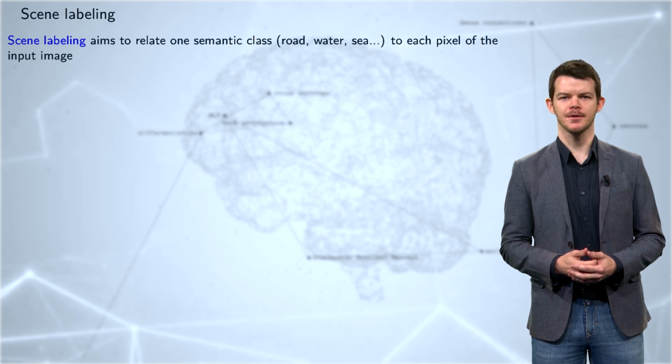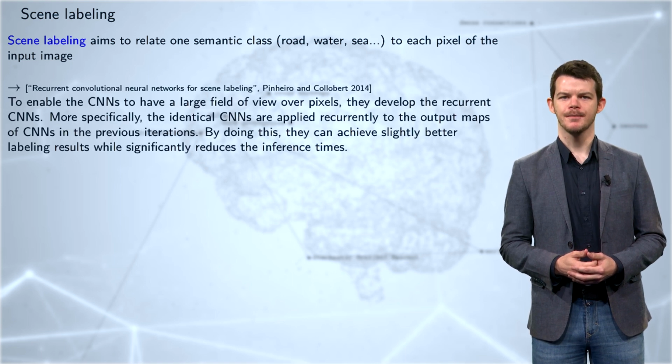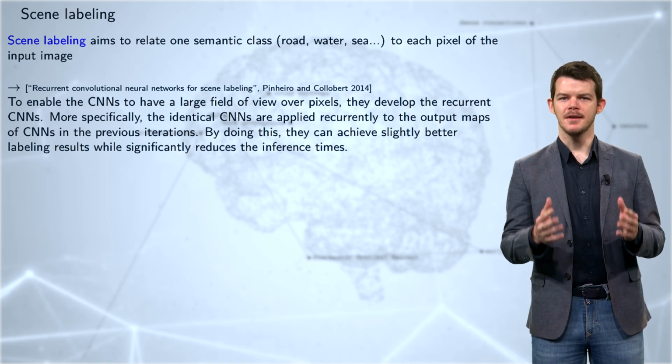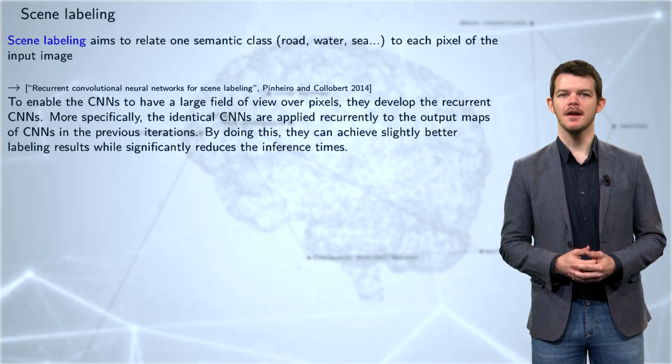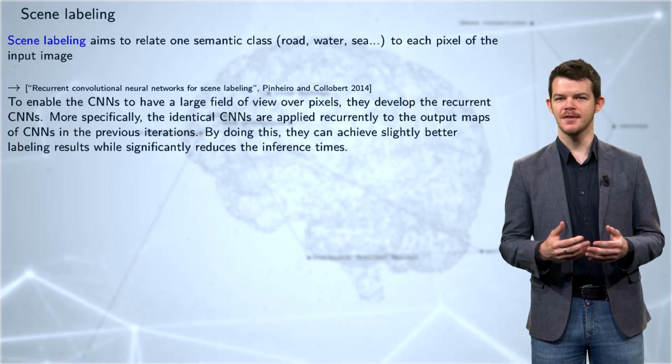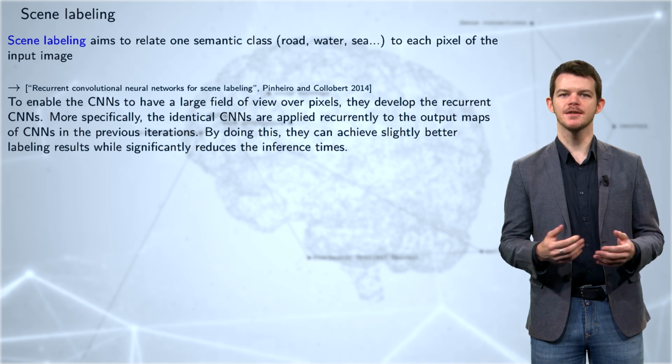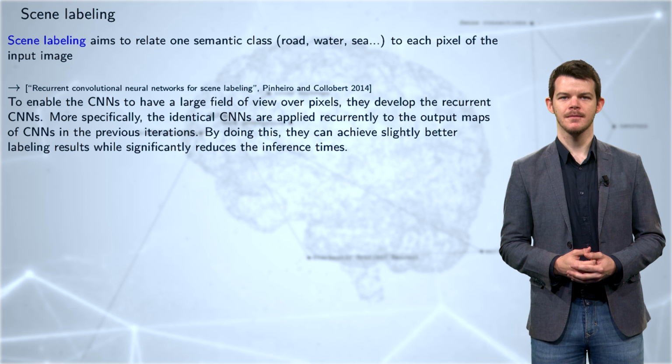Several attempts try to solve this problem of long-range dependencies between pixels by using recurrent convolutional neural networks. In the first paper, identical CNNs are applied recurrently to the output maps of CNNs in the previous iterations. By doing this, the method achieves slightly better labeling results while significantly reducing inference times. The algorithm is then able to smooth its prediction over the numerous iterations because it takes as input the original image and the predictions at previous iterations.